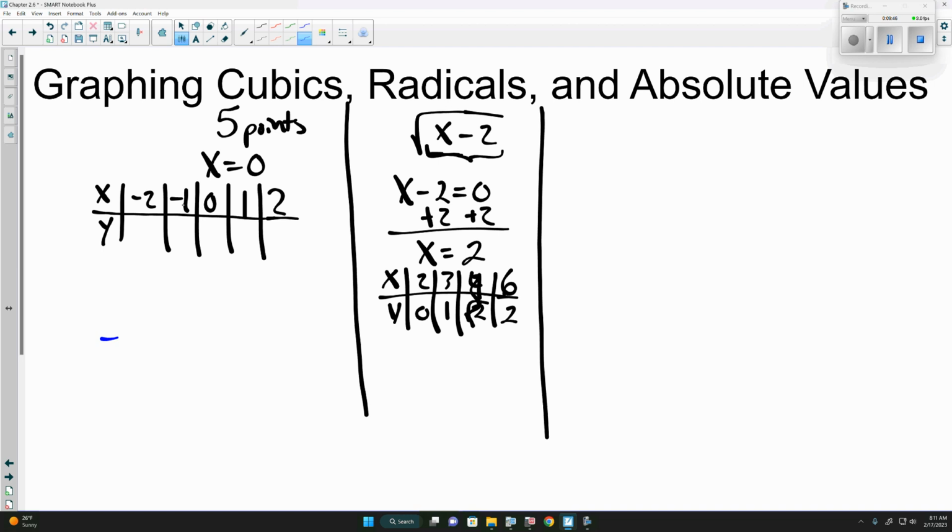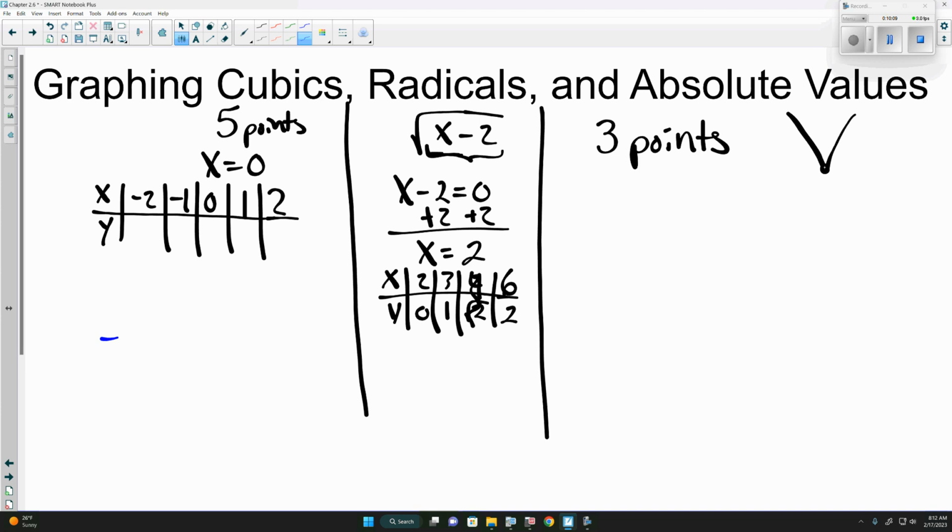And absolute values, you need 3 points. And with absolute values, you're going to have to use the ray feature. And the ray is just a point and you pick a point going on from there. And you always start with the vertex, the lowest or highest point of the V.